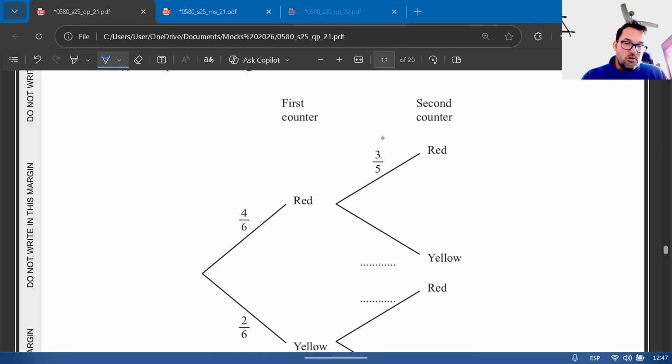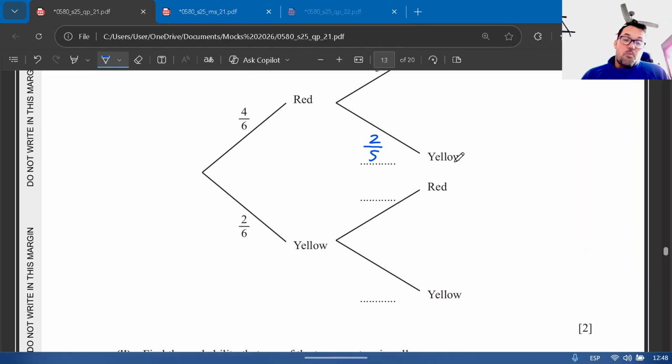There were 6 counters, 1 is gone, so there's only 5 left. If you do pick a red one first time round, all the yellow ones will still be in the bag. So that should still be 2, but one of the red ones is gone, so there will be 5 left. So the probability of picking a yellow one is 2 out of 5. But if you pick a red one first, which was 2 out of 6, there will only be 1 red one left out of the 5 because one of those is gone.